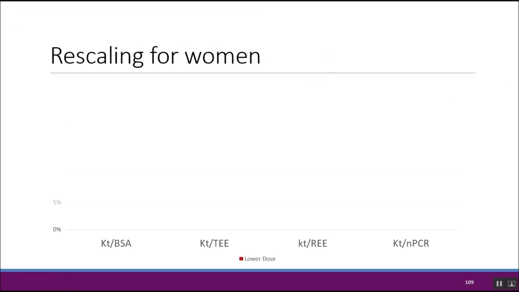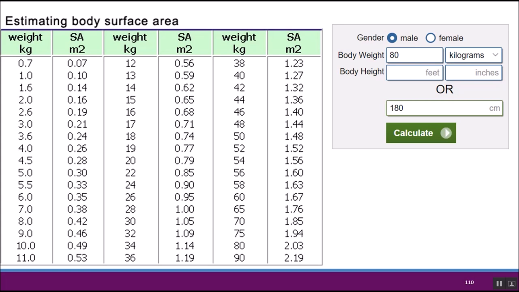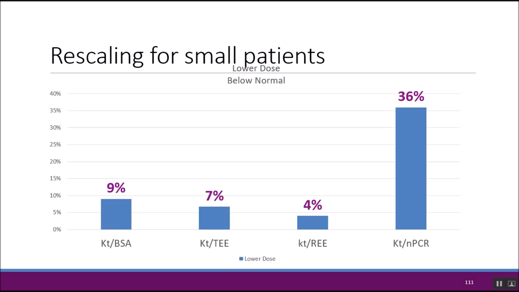With rescaling for women, they will have enough dialysis with KT over body surface area. You can calculate the body surface area directly from the table, or you can calculate it online. Rescaling for small patients as well improves the adequacy of hemodialysis if you divide the KT over body surface area.